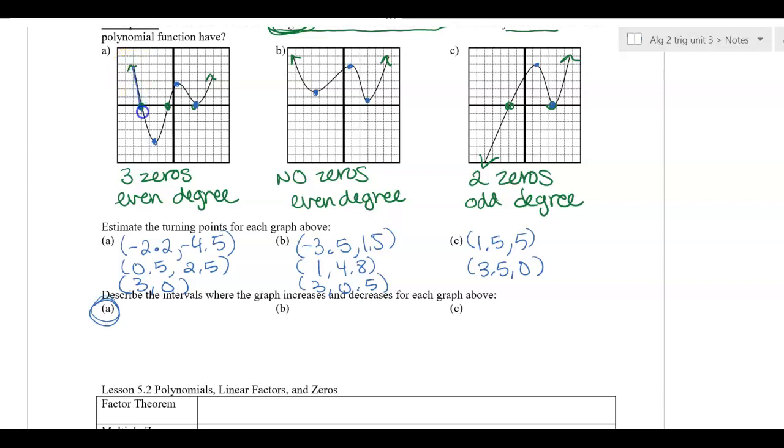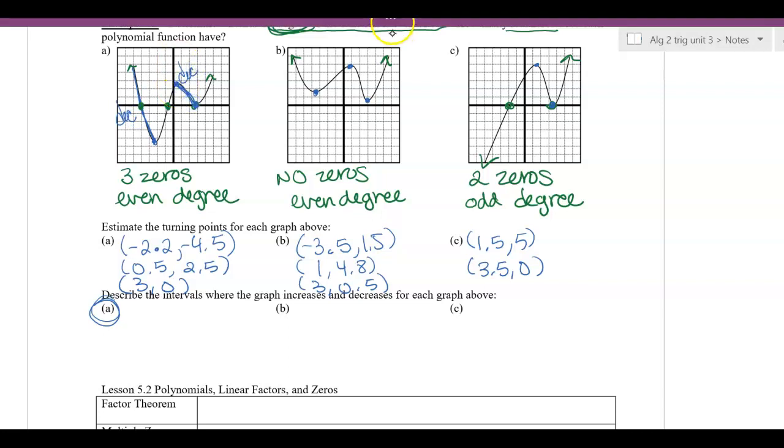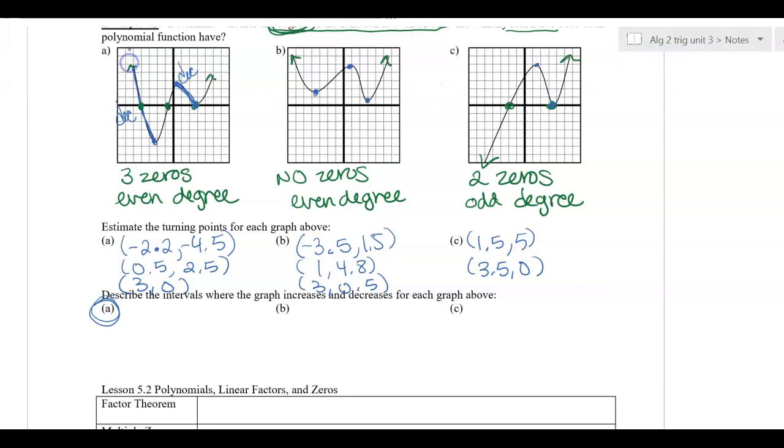So for the graph in part A, this first portion of the graph is decreasing, and then it's decreasing again over here. And then I'm going to highlight the increasing parts in red. So this portion's increasing, and this is increasing. So when you go to write your increasing intervals, remember we use x values. So the x value associated with this point right here was negative 2.2. The x value associated with this point up here was 0.5 and then 3.